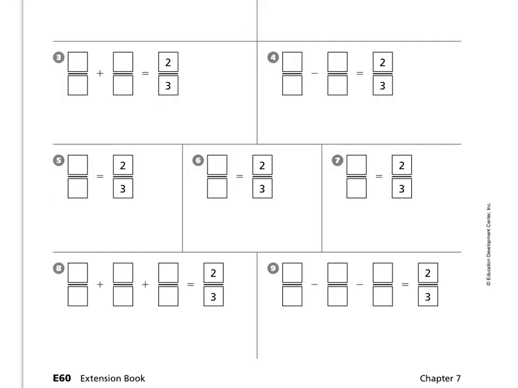Now for numbers 3 and 4, we're going to do the same thing. So I know that 4/3 minus 2/3 would equal 2/3. But let's write that in the right one since that was addition. For number 3, we're going to be adding. Make sure you're paying attention to your operation.